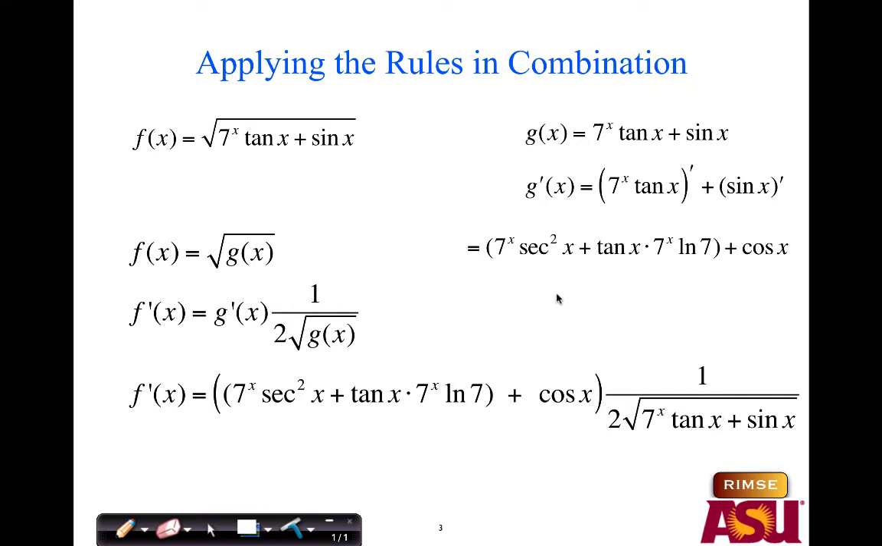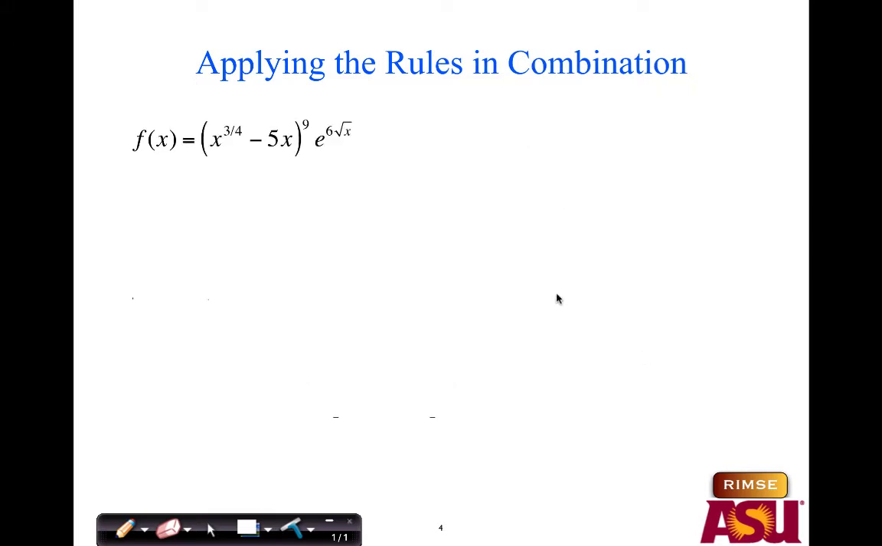All right, let's look at one more like that. So we've got f of x equals some stuff in parentheses times some other stuff. So I've got x to the 3/4 minus 5x. If that were the whole thing, that would be simple. But that's all raised to the 9th power.